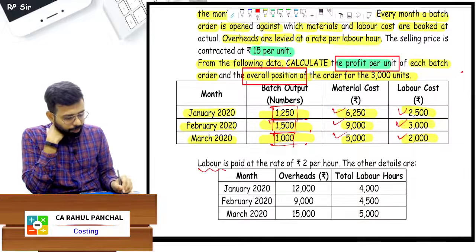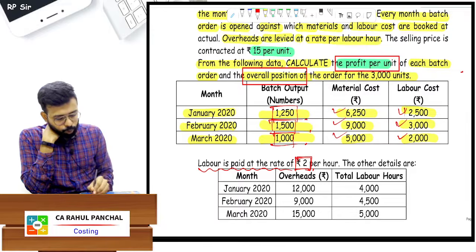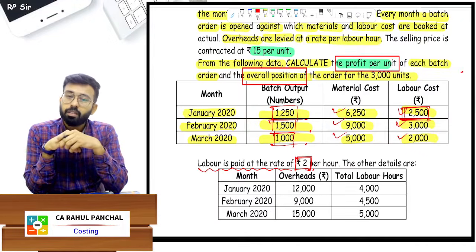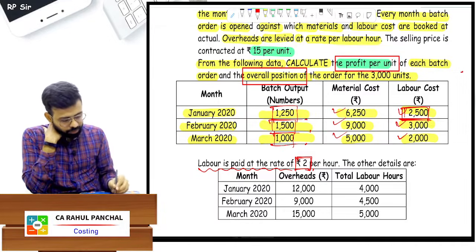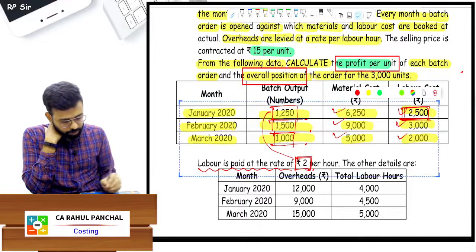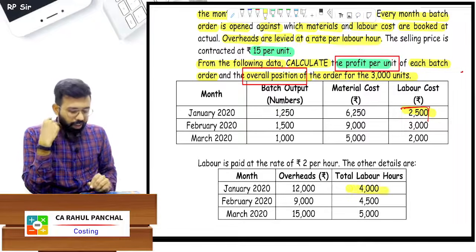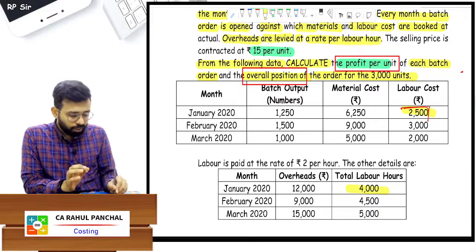Labor is paid at the rate of rupees 2 per hour. Can you tell me, if labor is paid at rupees 2 per hour in the month of Jan, workers have worked for how many hours? 1250 for this batch. The 4,000 given is the total labor, that is in totality. I am saying for this batch.